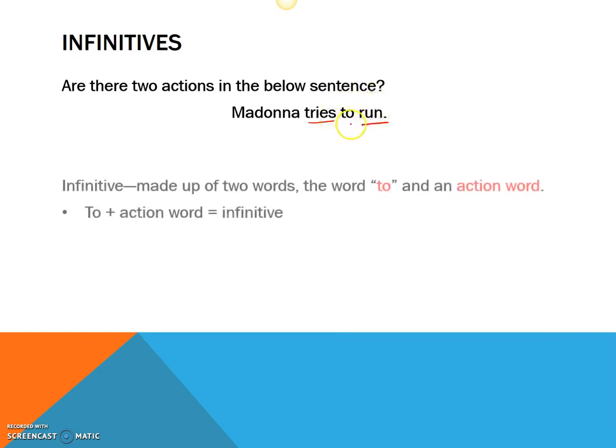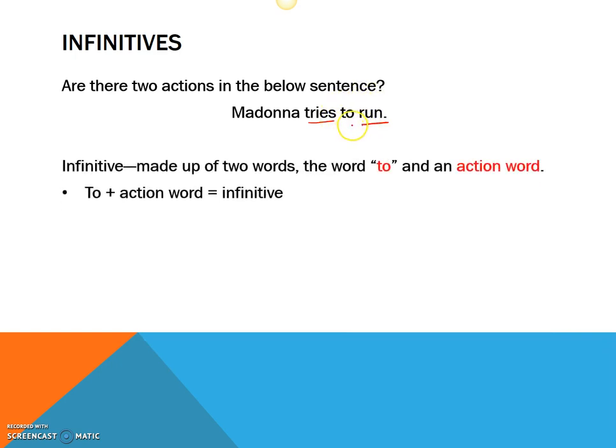And we have to be careful because we have this infinitive. And an infinitive always is two words. So it's always made up of two words. To plus an action word. So let's go back to this example sentence. And if you look at this, we have to right here. And it is followed by an action word.